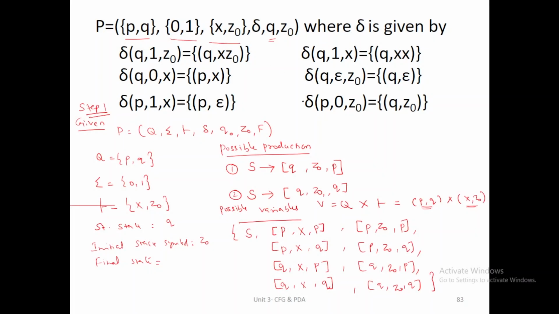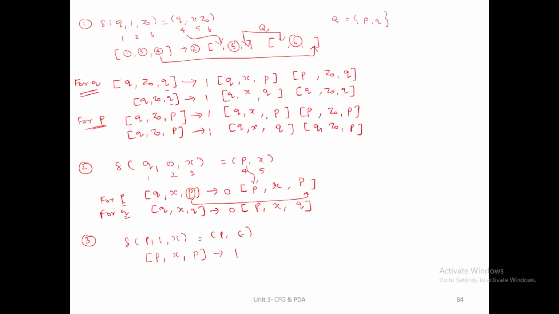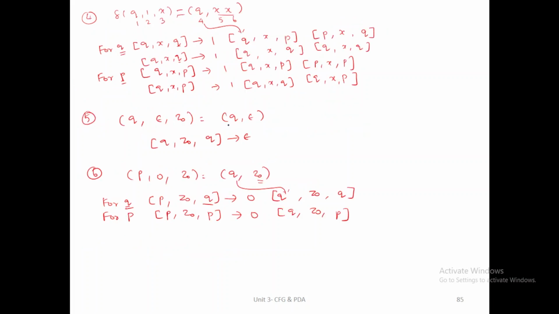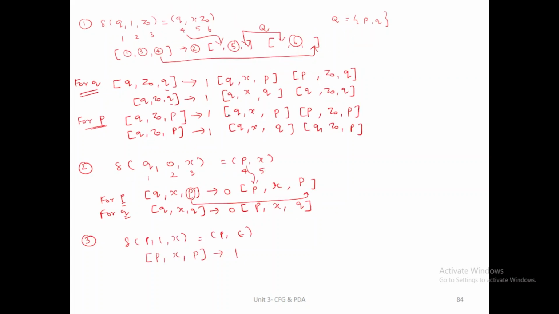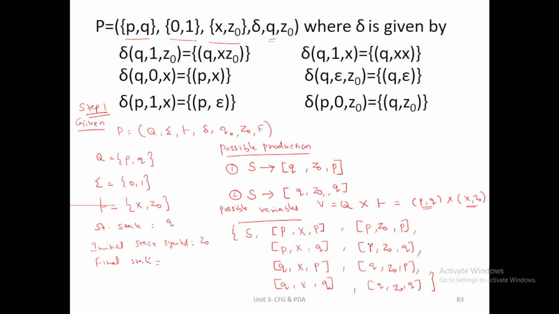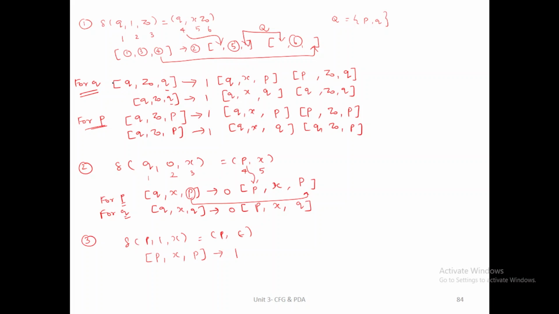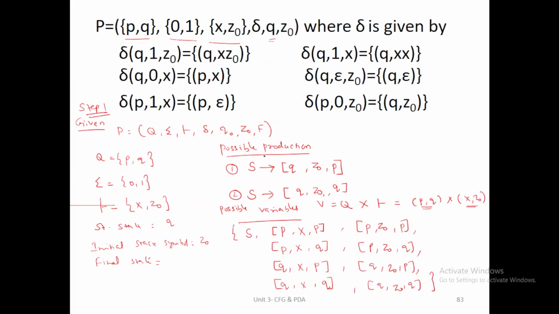So for these 6 transition functions, we try to write the variables, that means productions. First we check whether these are left side variables, and whether all these variables are available here. If it is available, you put a tick mark. You check the first format: there are 4 variables available. That combination is Q, Z0, Q, Q, Z0, P. So you just go to here, Q, Z0, Q, Q, Z0, P.